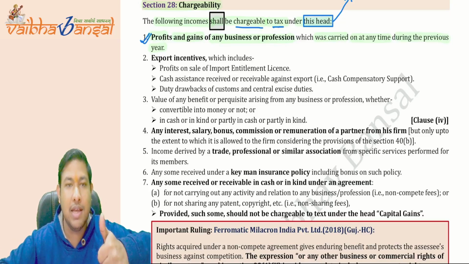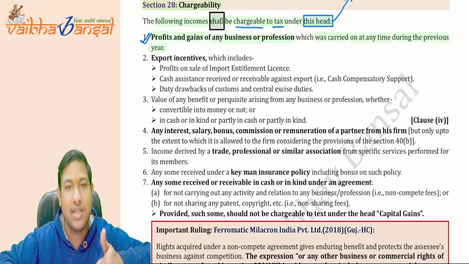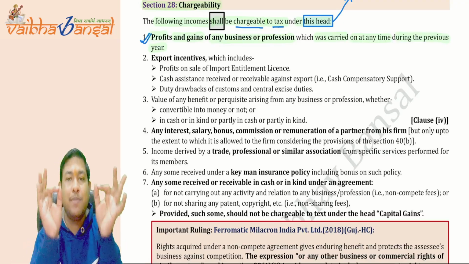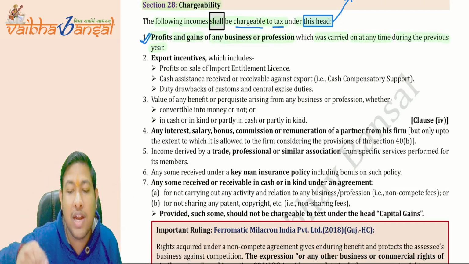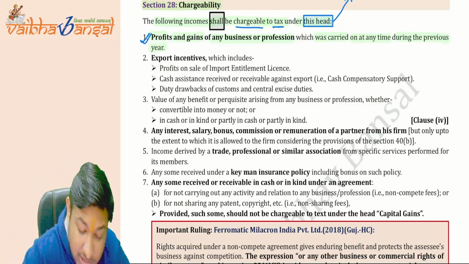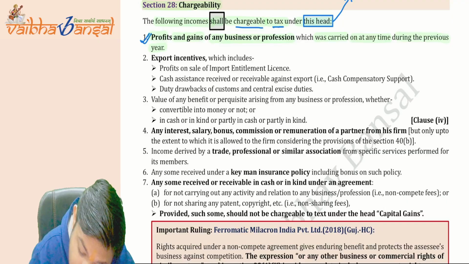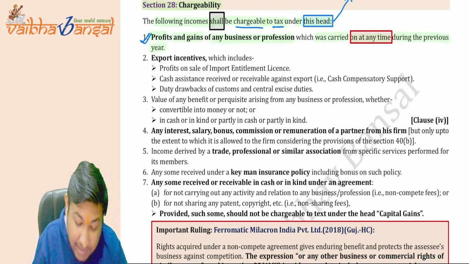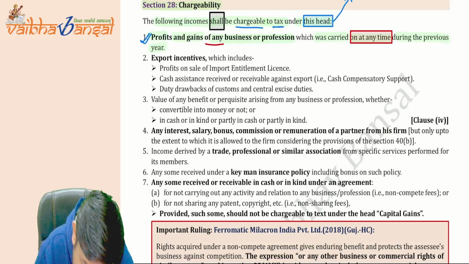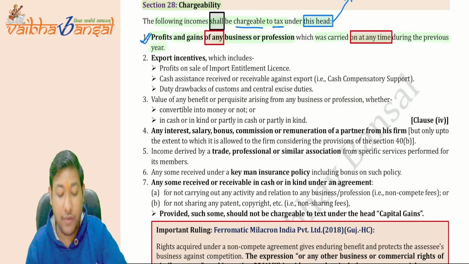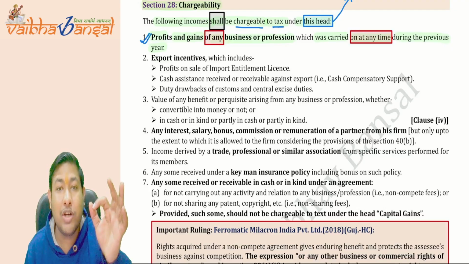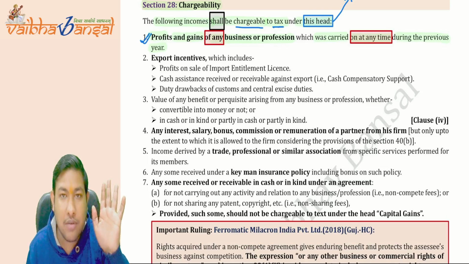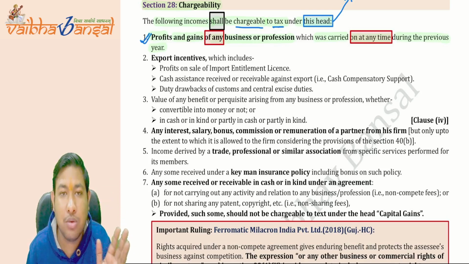So first, what is the general point? The general point is that the profits and gains from any business or profession which was carried on at any time. See what it is saying: at any time, of any business or profession. There are two important words to take care of: profits or gains. Any business, whatever business you do, we do not care.